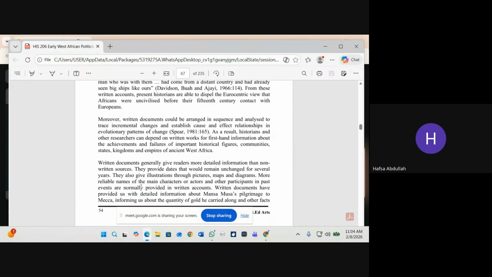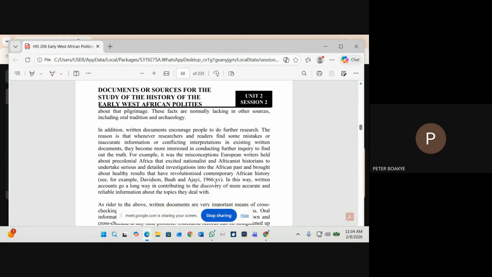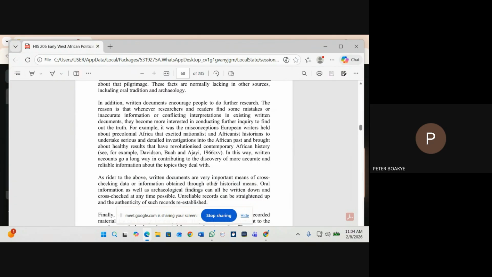They also give illustrations through pictures, maps, and diagrams, and more reliable names of the main characters or actors are all available that you can see. In addition, written documents encourage people to do further research, so it promotes scholarship and research.